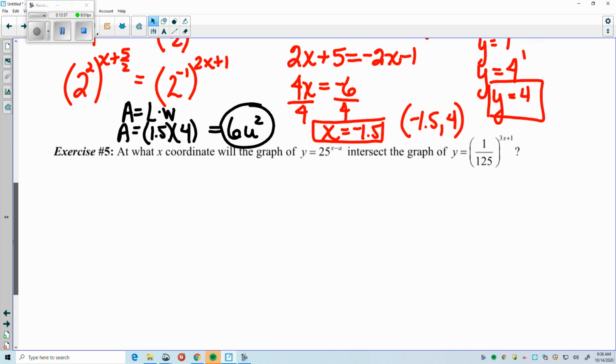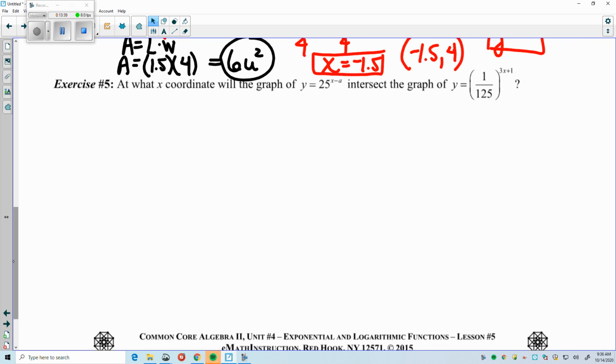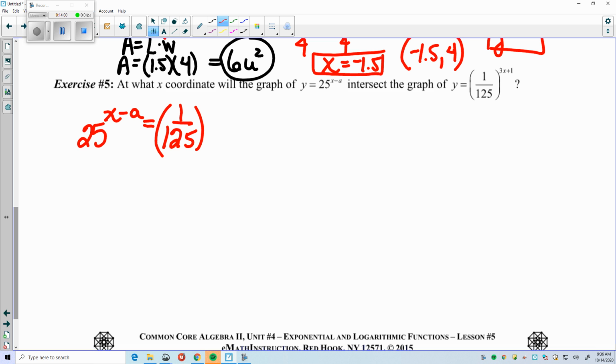And our next one, so we have it, what x coordinate will the graph intersect this other graph? Same kind of idea as what we just did. So we want to set these two equal to each other to begin with. I'm trying to find the x coordinate of when they are equal. If things are equal, which they are both equal to y, I should be able to set them equal in order to solve.